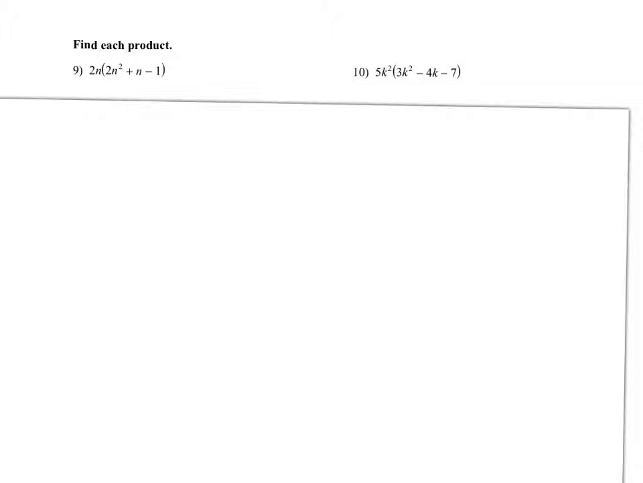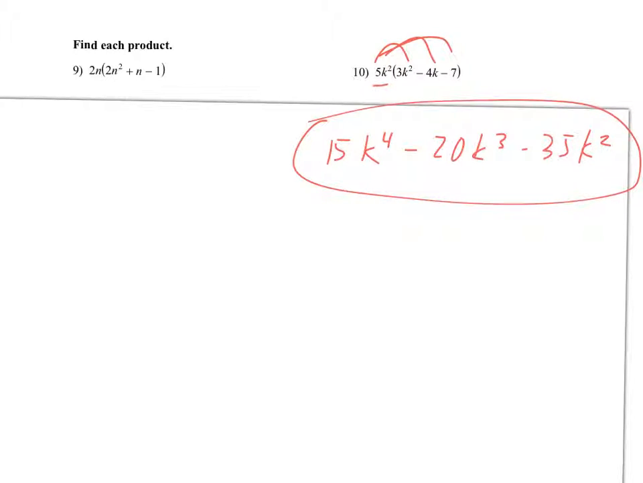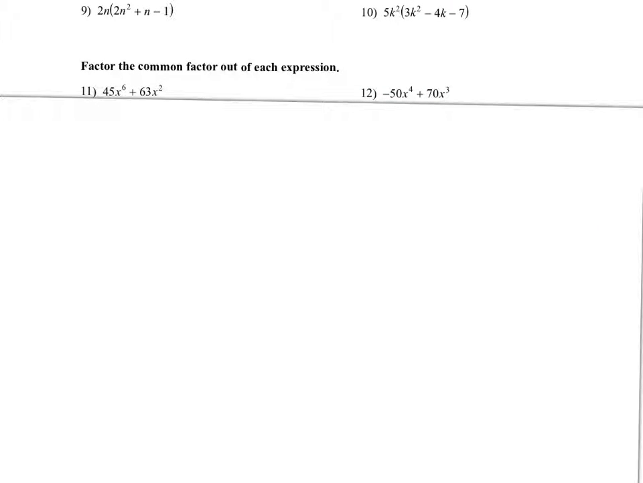All right, find each product. This one means we're going to multiply, so we're just going to distribute in here. So we multiply the big numbers, the coefficients, but then add the exponents. And so that one becomes negative 20x to the third, k to the third. And this one becomes negative 35k squared. That's it. All right, here we're going for common factors.